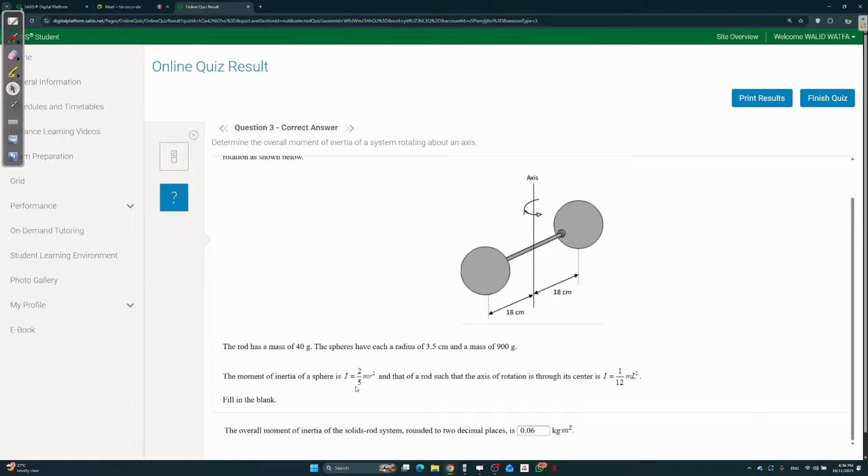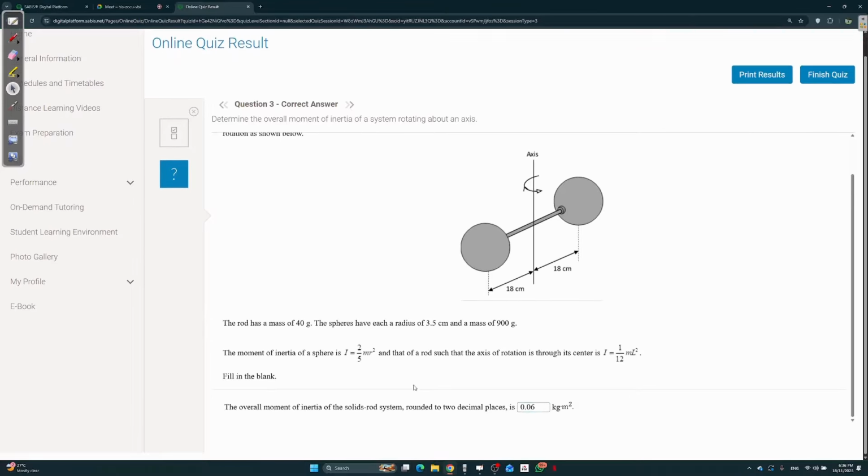The moment of inertia of a sphere is 2 over 5 mr squared, and that of a rod with the axis of rotation through its center is I equal to 1 over 12 ml squared. Anytime you have a system of shapes and you want to find the moment of inertia, use the parallel axis theorem that we know: I of the new axis is equal to the old I, or I center of mass, plus md squared. This is simply what you gotta do.